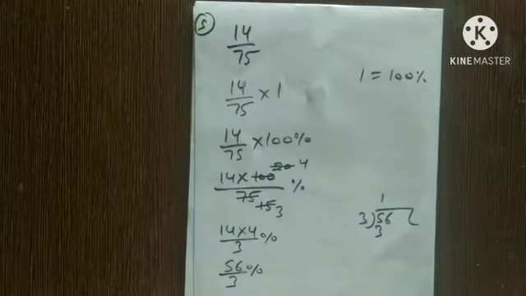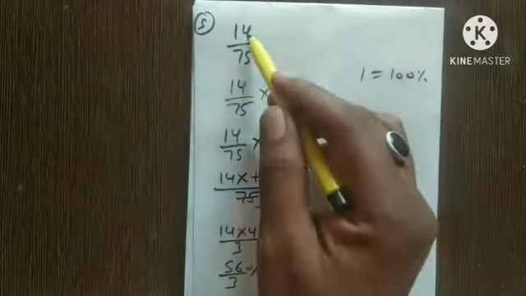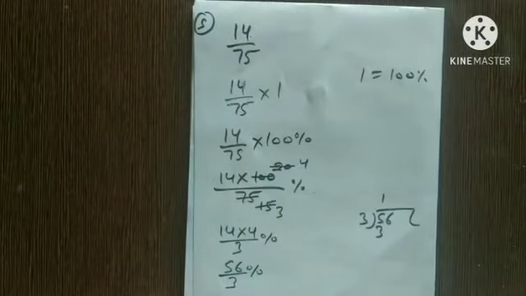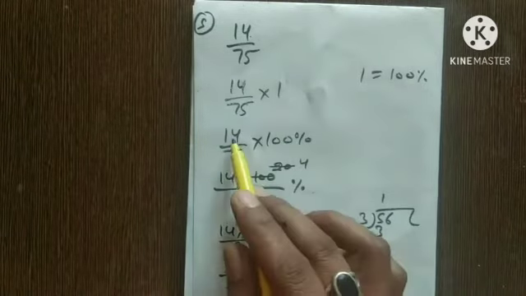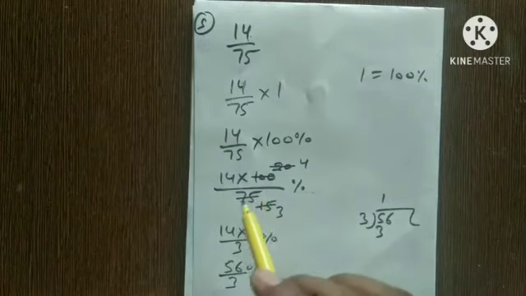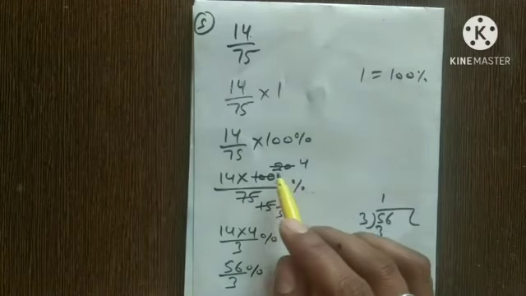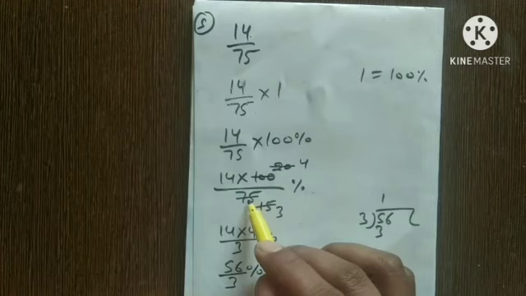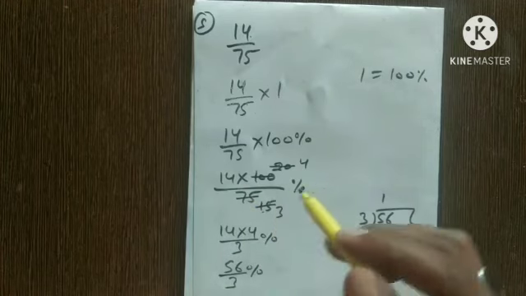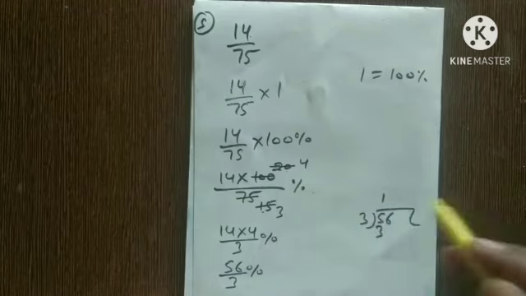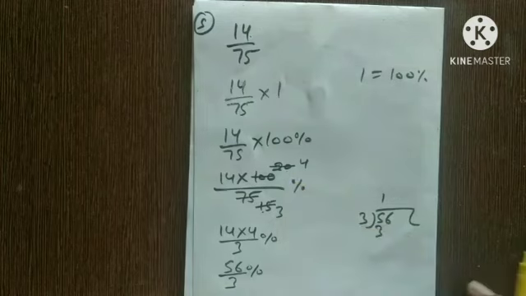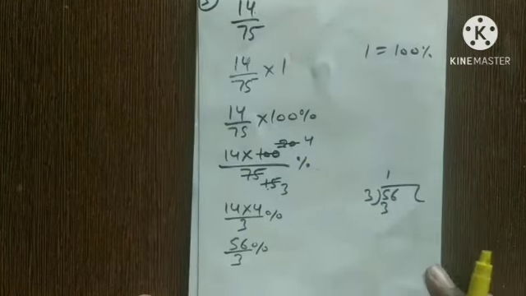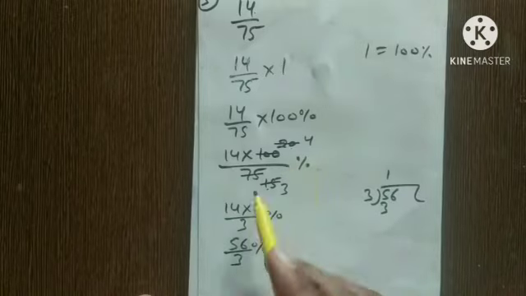We can see how we will solve this 14 by 75. 14 by 75 can be written as 14 by 75 multiply 1. Meaning of 1 is 100%. So I can write 14 over 75 multiply 100%. So 100 and 75 both are divisible on the table of 5. So if I divide 100 by 5, then the answer is 20, and if I divide 75 by 5, then the answer is 15. Now again 20 and 15 both are divisible on the table of 5. So when 20 is divided by 5, the answer is 4. When 15 is divided by 5, the answer is 3. Right? Now I am left with 14 multiply 4 over 3.